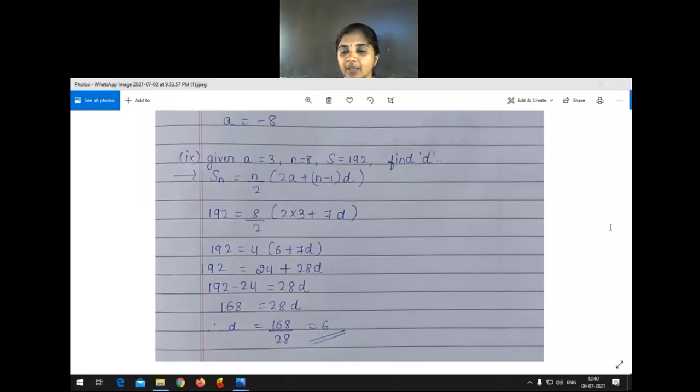Okay. Next. Last 2 problems we have to discuss. That is question number 9. Given a is equal to 3, n is equal to 8, Sn is equal to 192. Find d. A is equal to 3, n is given 8.